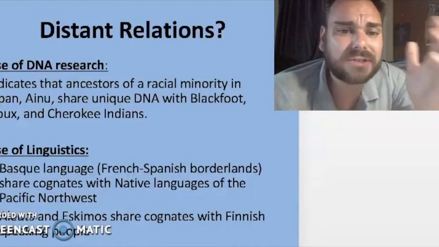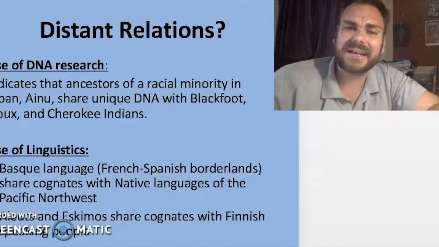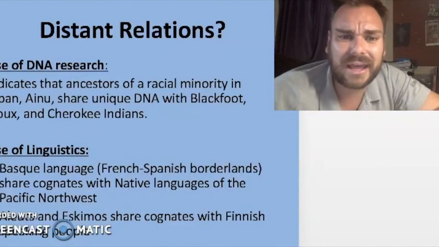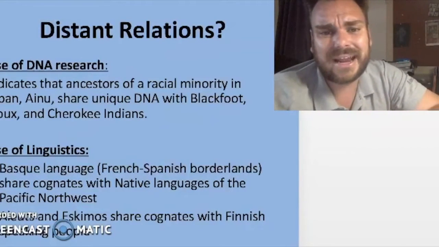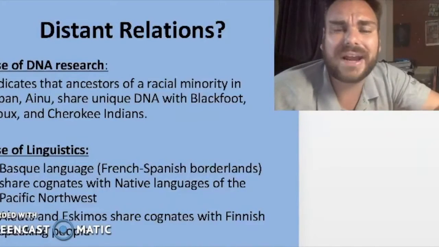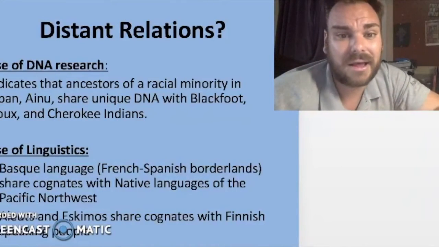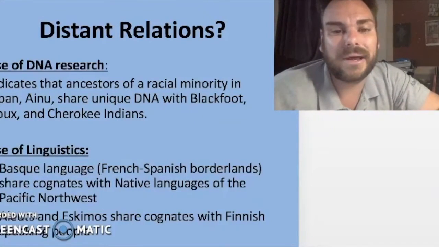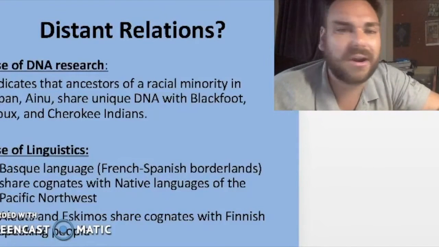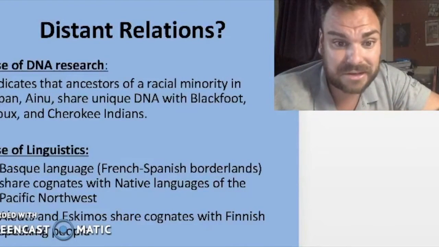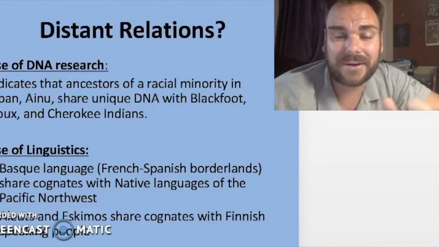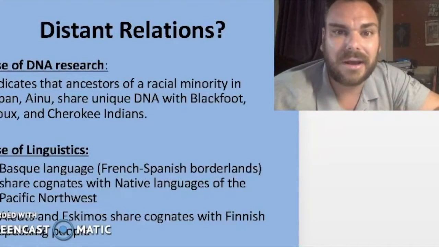Another aspect of this that our textbook doesn't go into too much, but that's worth looking at, is that modern-day DNA research has been able to show racial minority groups in Japan sharing DNA with the Blackfeet, the Sioux, Cherokee Indians, and actually some other tribes. So what does that tell us about people migration?